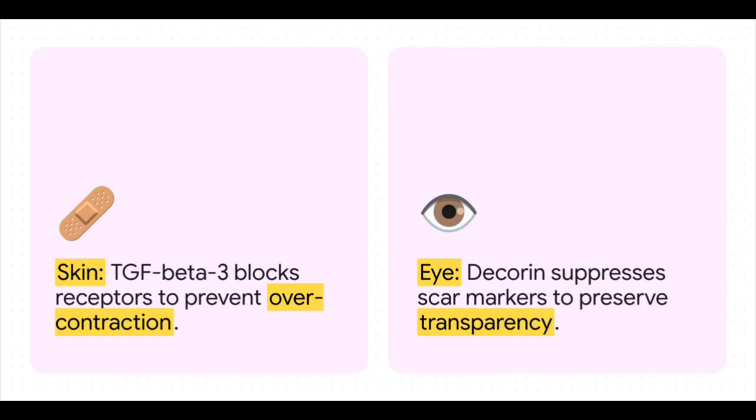For skin wounds, we can use TGF-beta-3. This competitively blocks cell surface TGF-beta-1 and TGF-beta-2 receptors, effectively stopping wound overcontraction in its tracks.